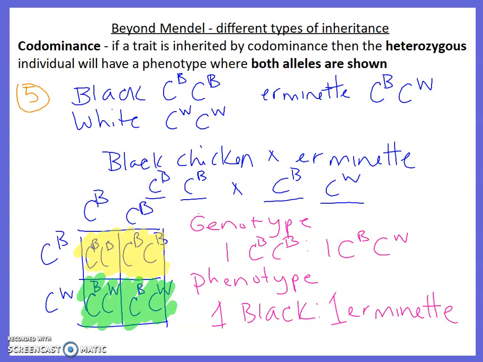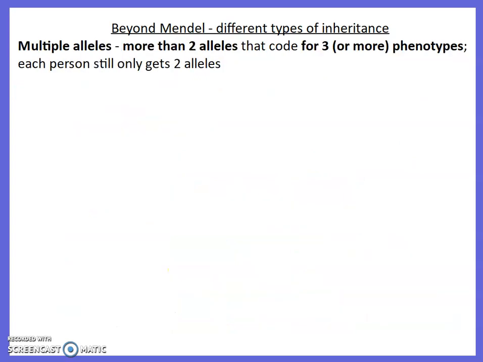Okay, so after you finish the codominance problems, we'll take a look at our multiple allele problems. And this is going to be a trait or some traits that have more than 2 alleles. So that's not just that you have a red allele and a white allele. Maybe you have a red and a purple and a green allele for a certain trait. And it's going to code for 3 or more phenotypes. Remember that each person still only gets 2 alleles for a certain trait. It's just that there are more possibilities than just the 2.